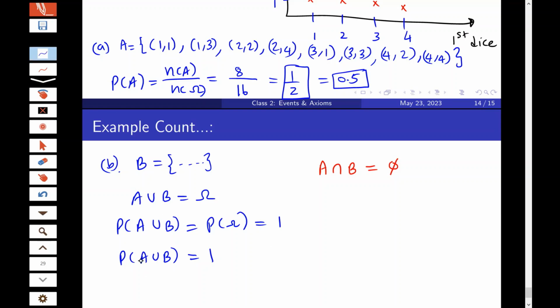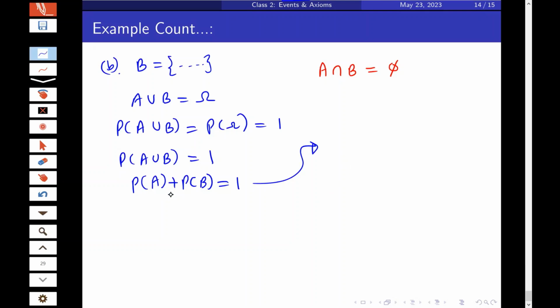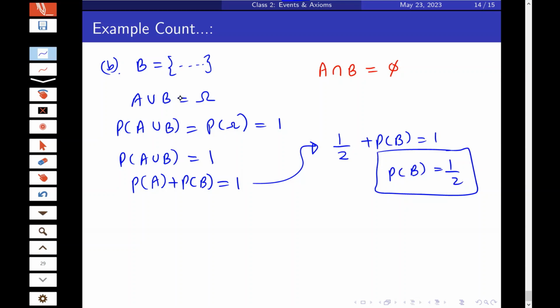So that means A and B are disjoint. If A and B are disjoint, we can break this into two probabilities. This means the probability of A plus the probability of B is 1. We know the probability of A is half, so the probability of B is also going to be half. Still, you are free to list the items in B and then find the probability using the equation, or you can use this trick to find the probability of B. That's easy.